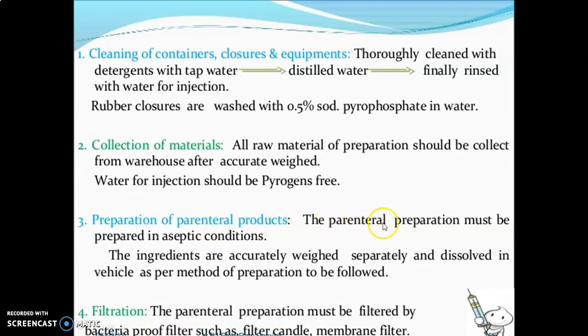Preparation of parenteral products. The parenteral preparation must be prepared in aseptic conditions. The ingredients are accurately weighed separately and dissolved in a vehicle as per the method of preparation to be followed. Filtration. The parenteral preparation must be filtered by a bacteria-proof filter such as filter candle, membrane filter, etc.